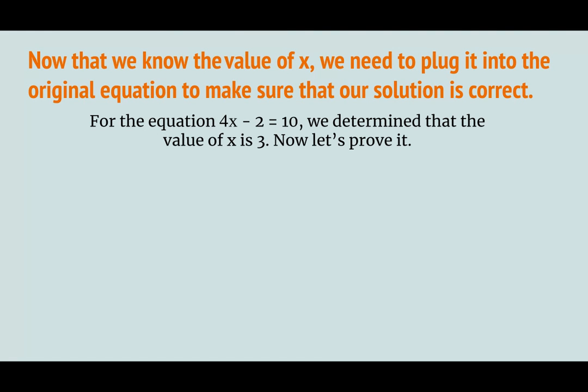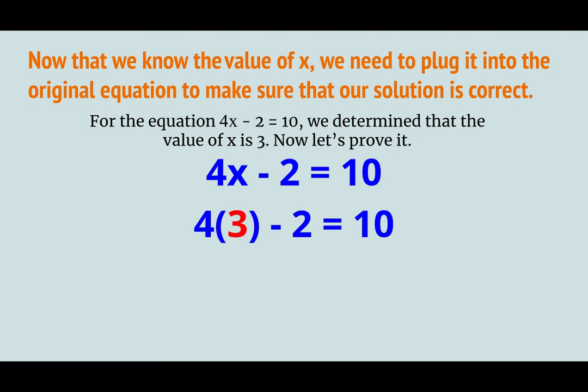This is how. For the equation, 4x minus 2 equals 10, we just solved it on the last slide. We determined that the value of x is 3. So now we're just going to prove it. So I'm going to write the original equation, but now that I know the value of x, I can replace it. I know that x equals 3, so now I'm going to remove the x, and I'm just going to plug in 3. And what this is telling me, it's 4 times 3 minus 2 equals 10. And we'll see if that's true. If that statement is true, then I know my solution is right.